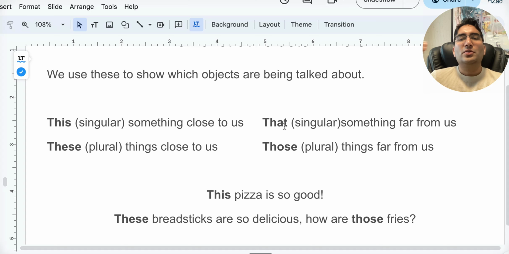Now pause the video, try to make some sentences with this, that, these, and those, and comment below with your sentences. I'll tell you personally if you're doing it correctly or not.